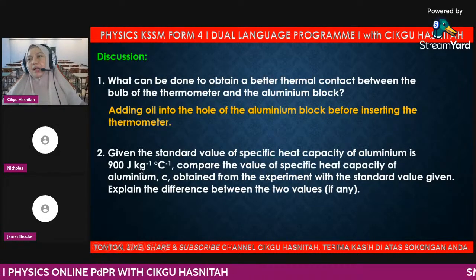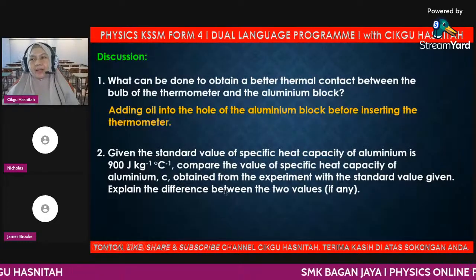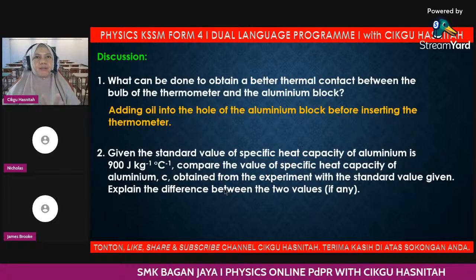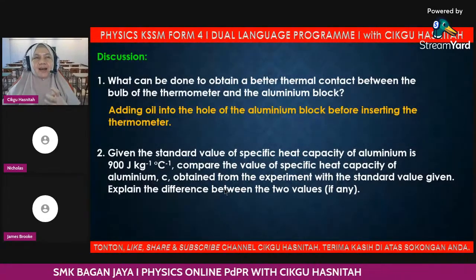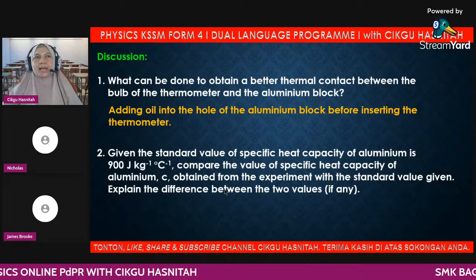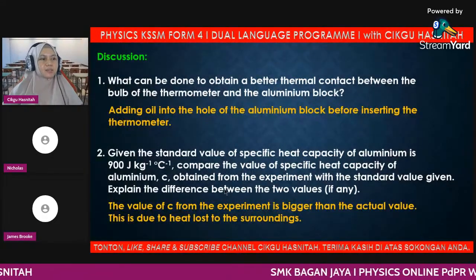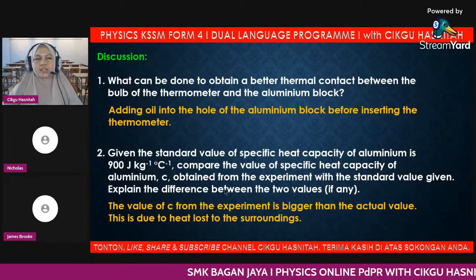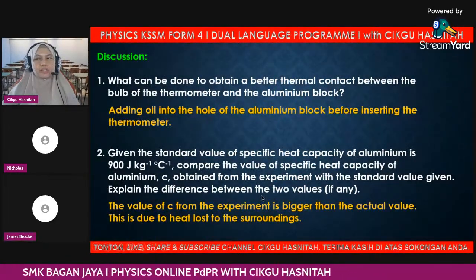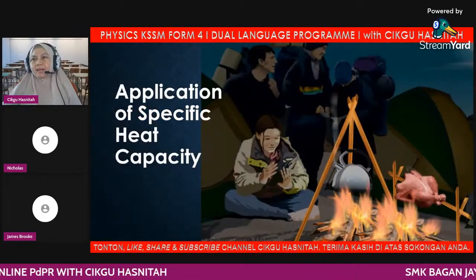Okay. Then question number 2 is, as in the previous experiment on water, normally in the laboratory the value that we will get is higher than 900, higher than the theoretical value. This is again due to heat loss, which occurs during the experiment. There will be heat loss to the surroundings.